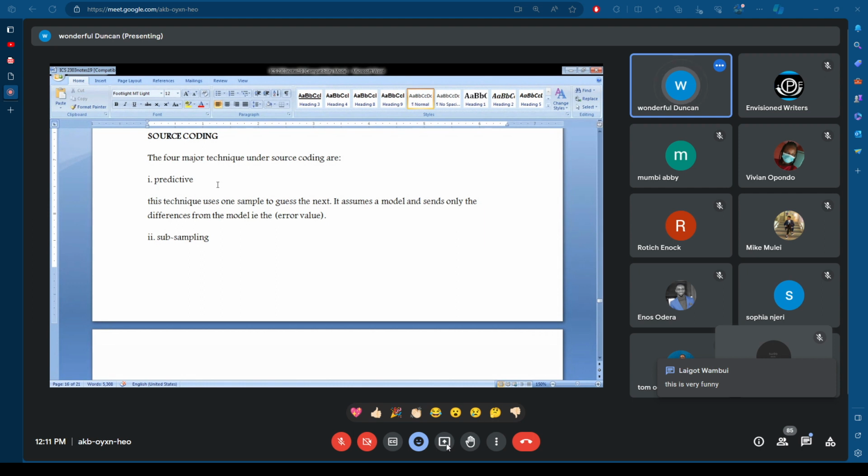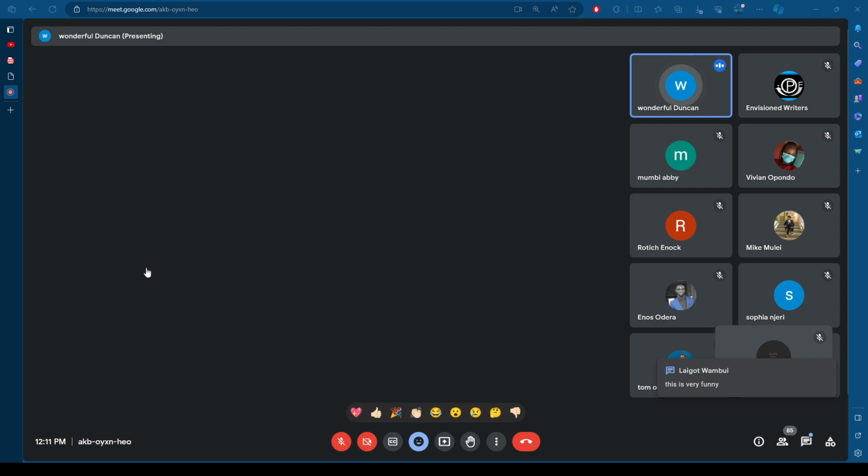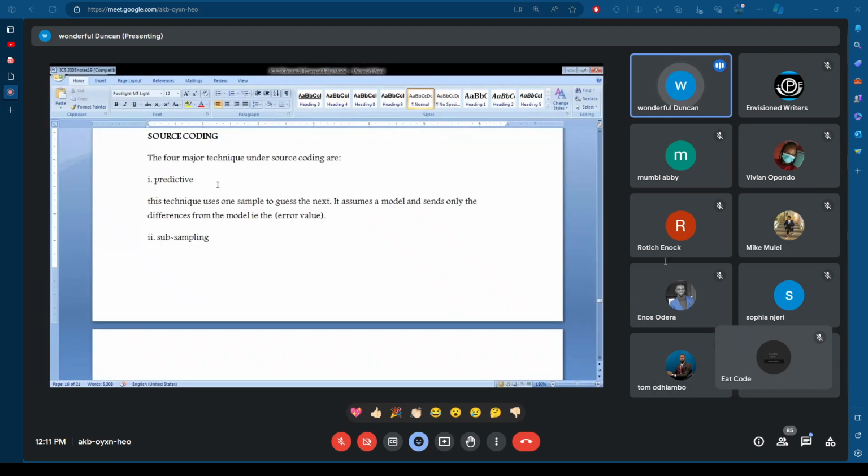This technique uses one sample to guess the next. It assumes a model and sets only the differences from the model.